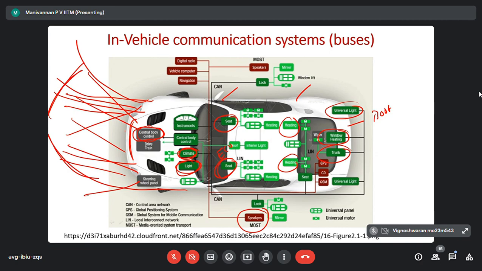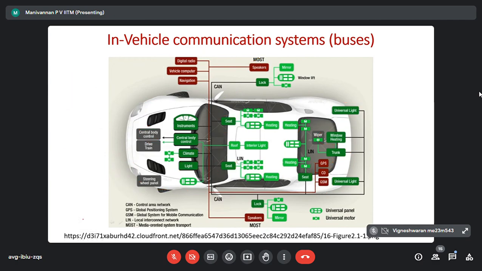The infotainment system is speakers, music system. There may be a TV, correct? Speakers, radio, vehicle computer, navigation computer, correct? So GPS, CD, music player, your cell phone connected by GSM, you want to connect with this, all these things. So different types of buses are there.